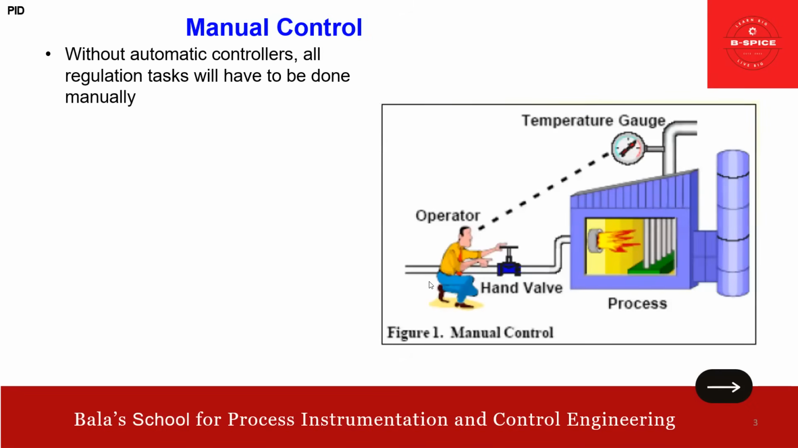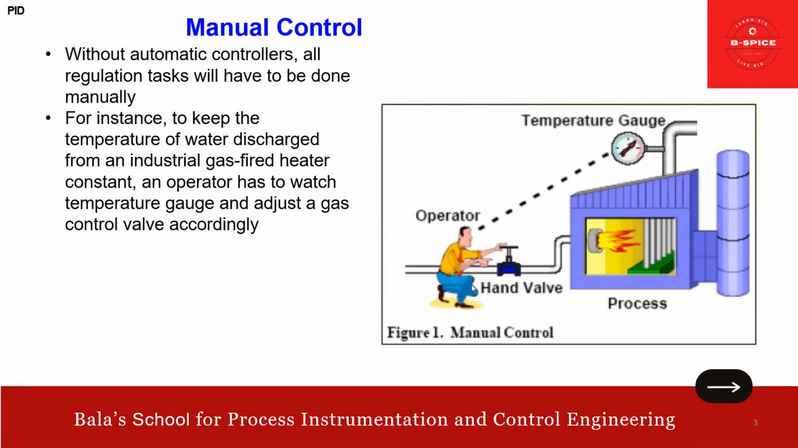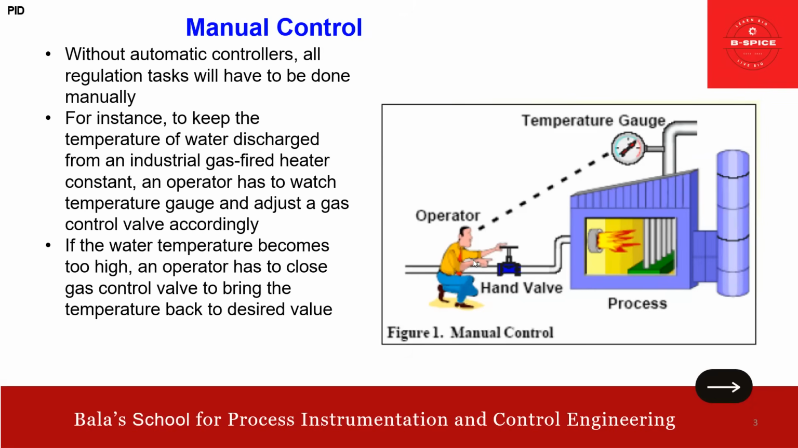So in olden days, we have been doing this, the manual control like this. See, without automatic controllers, all regulation will have to be done manually, right? Here, what the gentleman is doing is, to keep the temperature of water discharged from the industrial gas-fired heater, an operator has to watch this temperature gauge and adjust the gas control valve accordingly. So that was the process we followed in olden days.